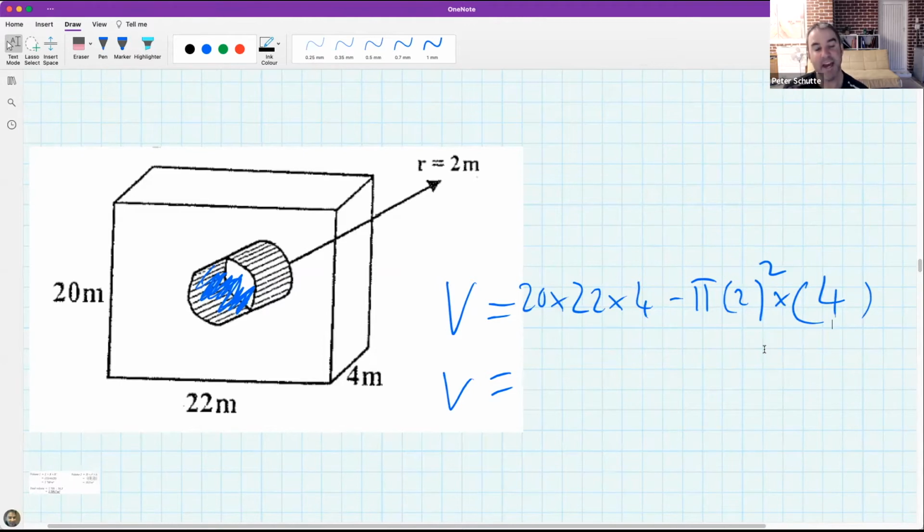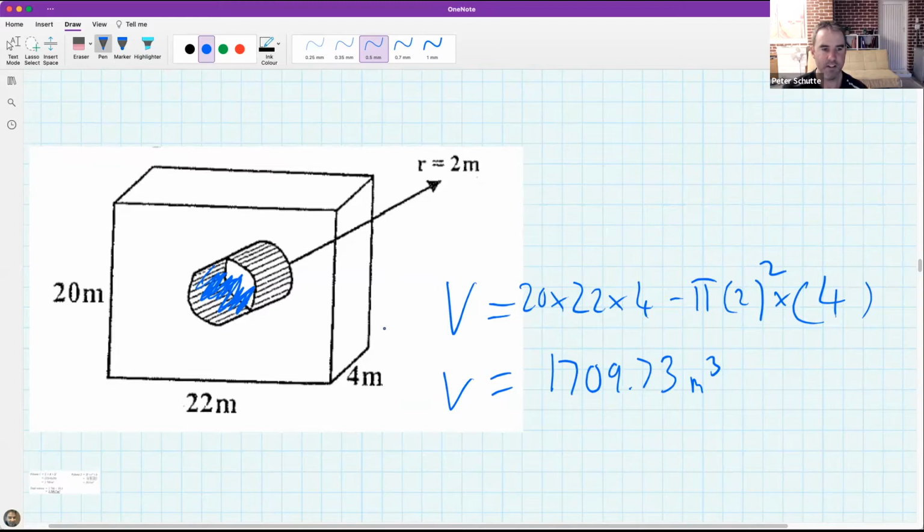So I'm taking the big outer shape and I'm taking away the inner shape. 1709.73, and that would be meters cubed.